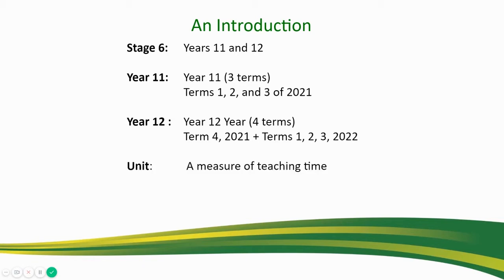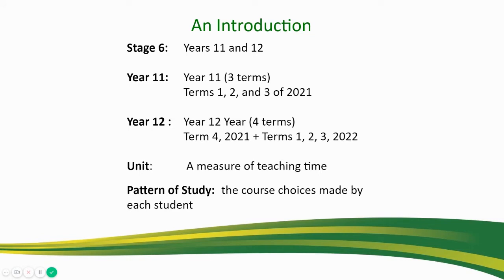A unit is a measure of teaching time. Most courses in the HSC are 2 units. There are some 1 unit courses, and we'll be discussing that in detail a little bit later. And a pattern of study is the course choices made by each student.